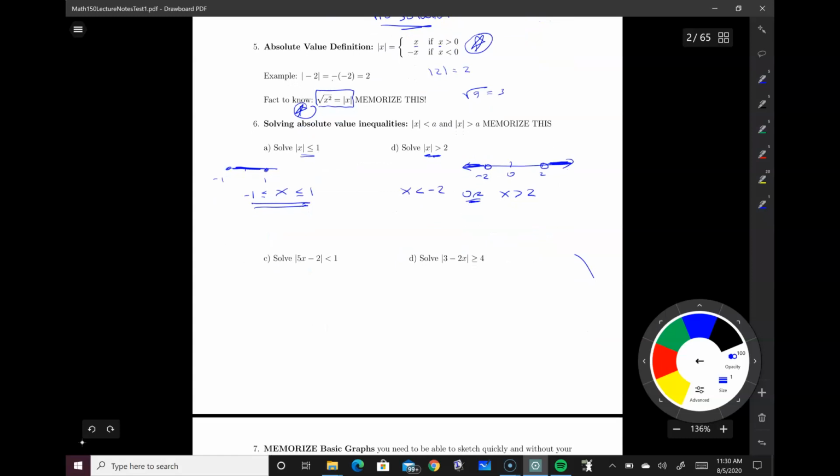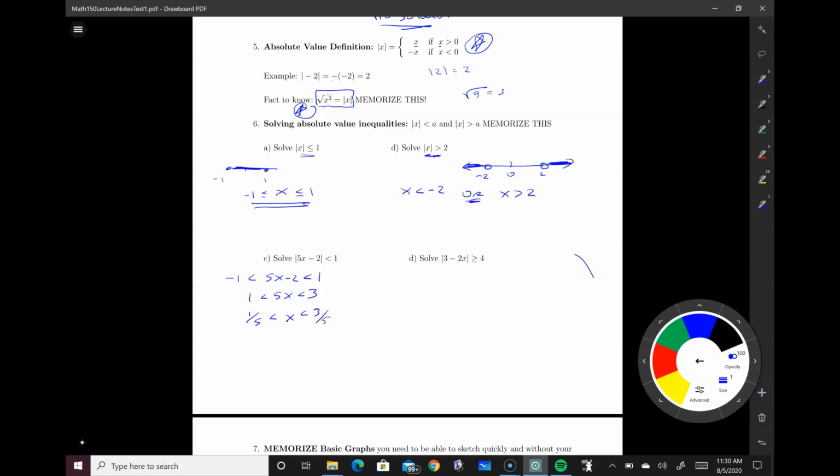All right, so if it comes at it like this, then I say 5x minus 2 is less than 1 or bigger than -1, and then I solve for x by adding 2 everywhere, and then I divide through by 5, and there's my solution.